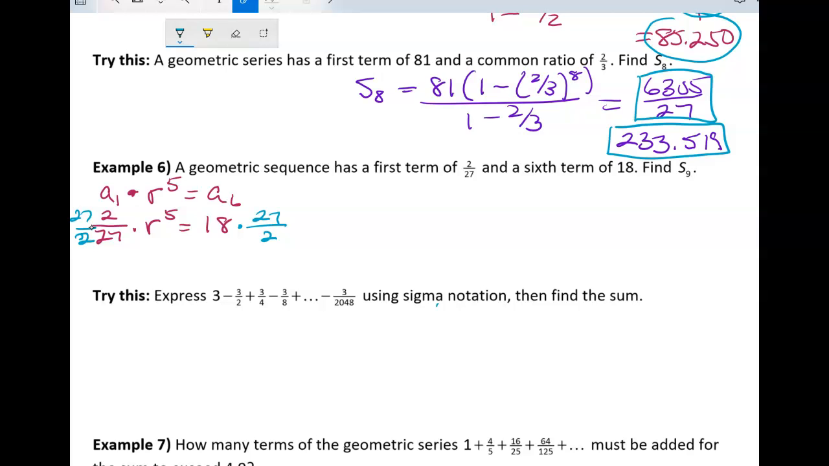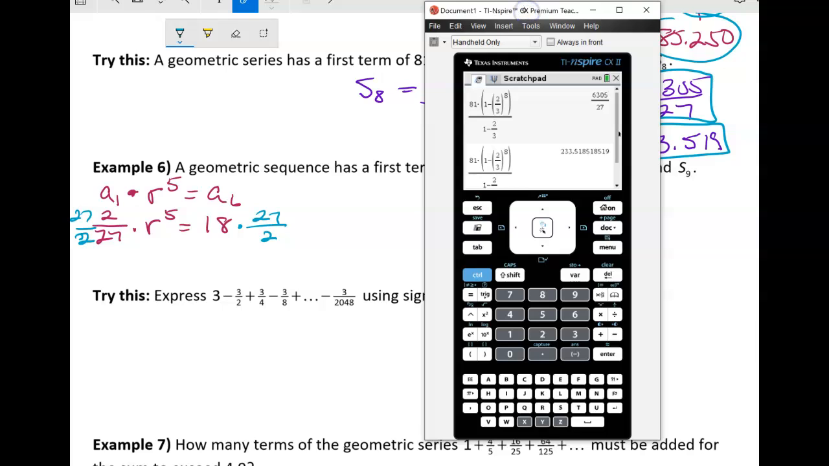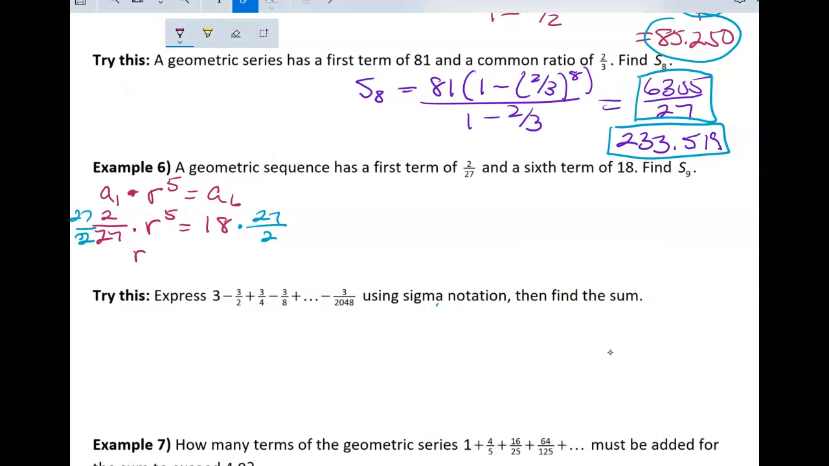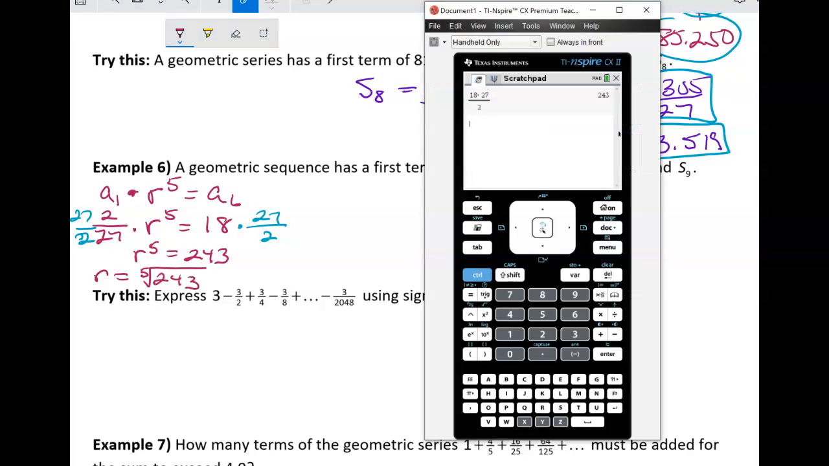And so let's go ahead and do that. So the calculator does that computation. So 18 times 27/2 is 243. So it looks like r to the 5th power is equal to 243, and r will be the 5th root of 243. There are a couple different ways you can key that into your calculator. To get the 5th root, Control and the caret key will allow you to fill in the index of the radical. 5th root of 243 is 3.